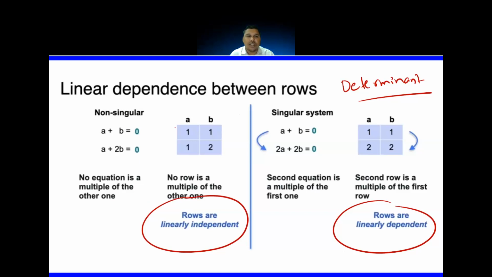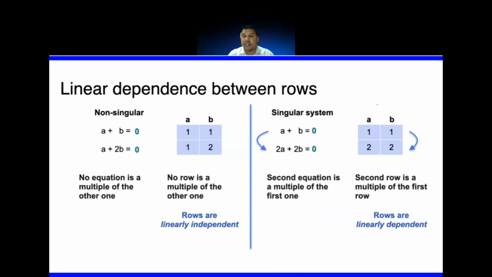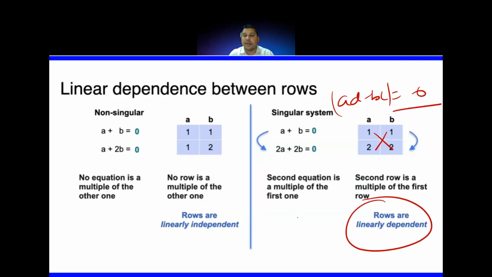But for now, if I can represent a system of linear equations, equation 1, equation 2, equation 3, and I can represent equation 3 as the sum of two other equations, they are dependent on each other. The other way is to find the determinant. If the determinant, AD minus BC, is 0, then they are dependent. That we'll see when we study determinant.